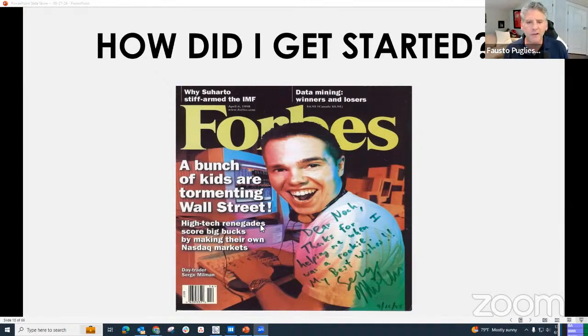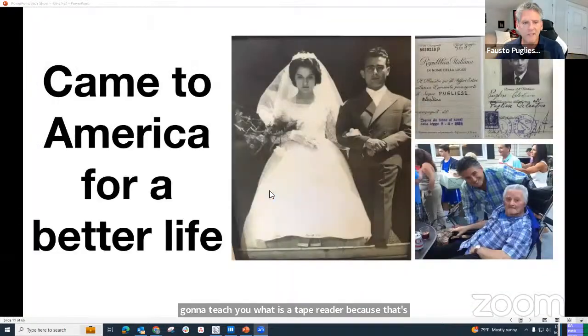Another thing, you've got to look very carefully at that monitor. Do you notice anything unusual about what he's looking at on that screen? On that screen is just numbers. There's no charts. There's no heat maps. There's none of that. It's just numbers. And that's what I'm going to show you. I'm going to teach you what a tape reader is, because that's what I am. I'm going to go over and show you exactly what that is.